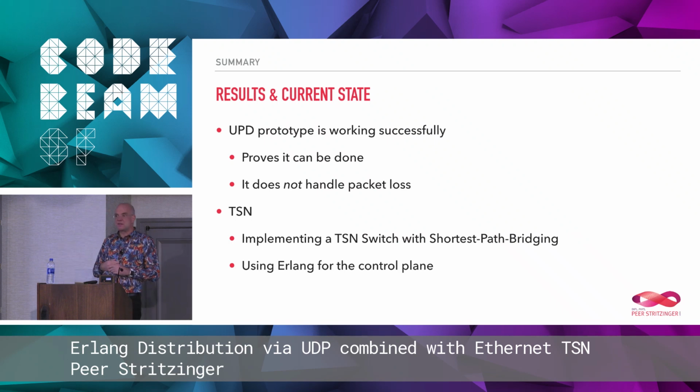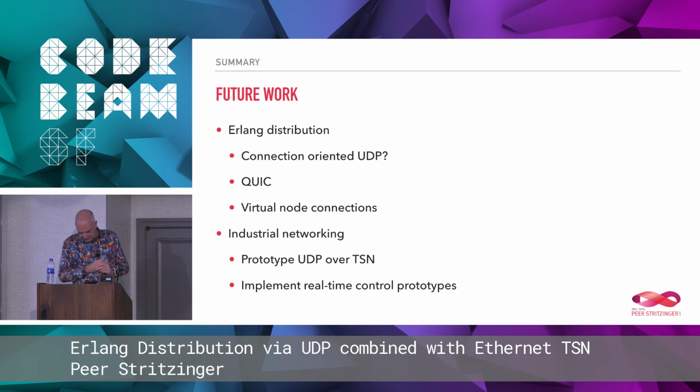We also implement a TSN switch with shortest path bridging for a customer. That's how we got into these routing protocol things. So we are basically building a test bed for this kind of outlook, where you do the node mapping in ISIS and have your switches know about the nodes. So, future work.